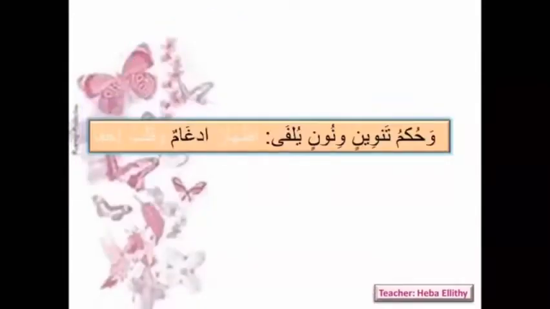The shahid of Jazariya for idgham, the line of Jazariya to tell you about idgham. Idgham is one of the rules of nun sakina and tanween. This line, وحكم تنوين ونون يلفى, the rules of tanween and the noon, we have إظهار, إدغام, وقلب, إخفا, the 4 rules. So if I'm talking about الإدغام today, I will just say إدغام.